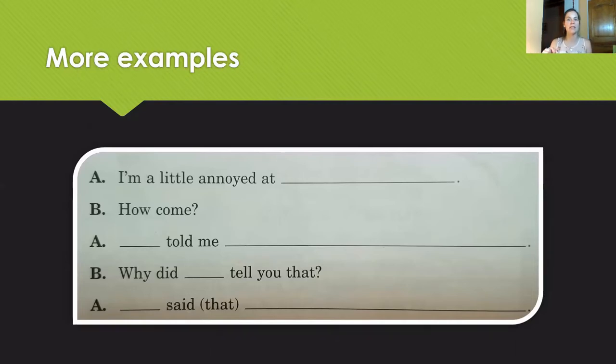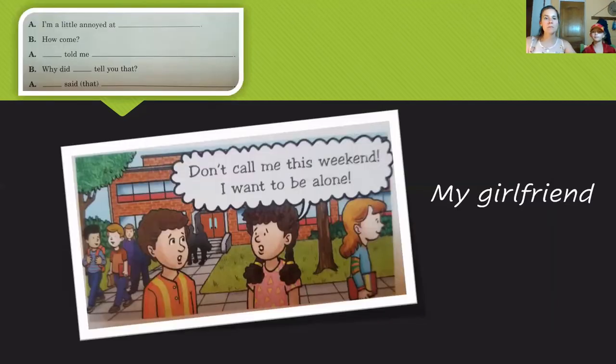Please, if you need to write this down in your notes, take the time right now to pause the screen to write these examples in your notes. And with each example, fill in the blank. So here we have a boy who is really irritated, really annoyed with his girlfriend. His girlfriend says, don't call me this weekend. I want to be alone. Pause the video and try to see if you can fill in the blanks with the first, what did she tell him? What was the command? And why did she say this?